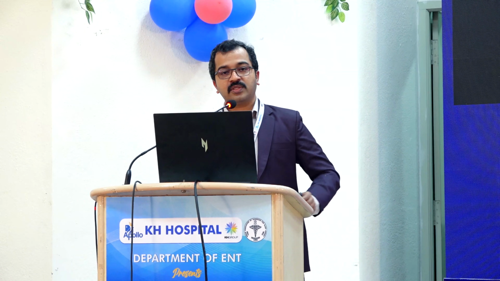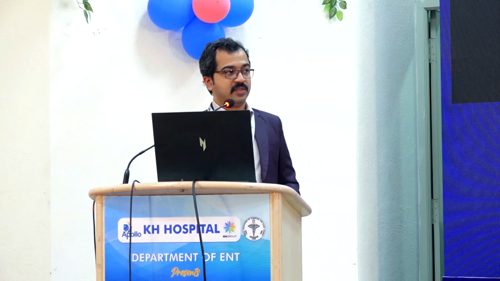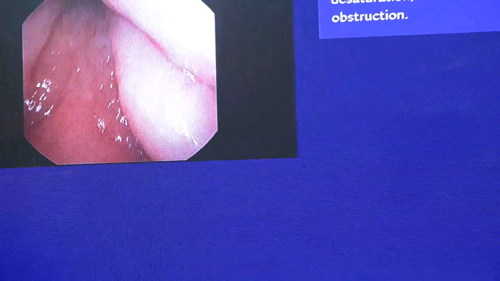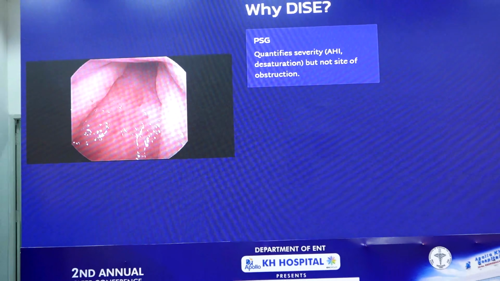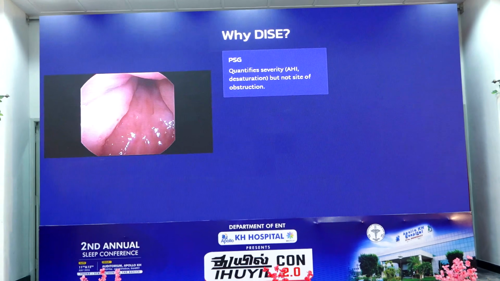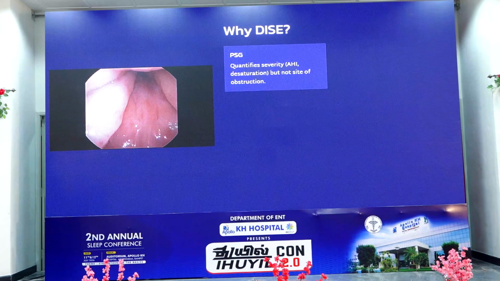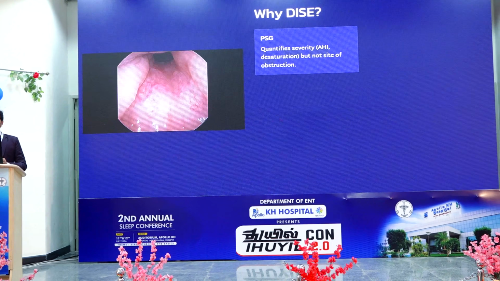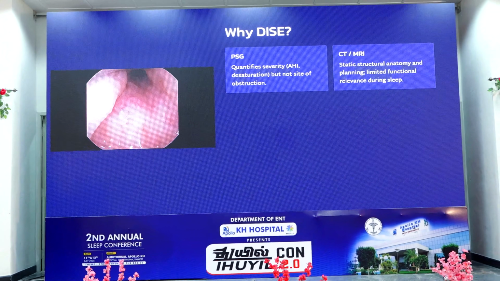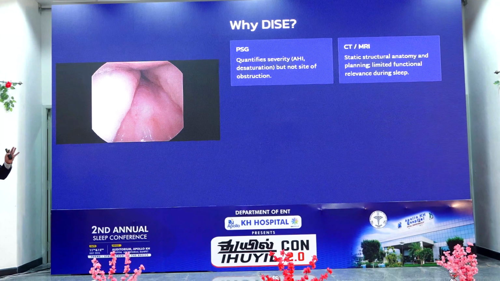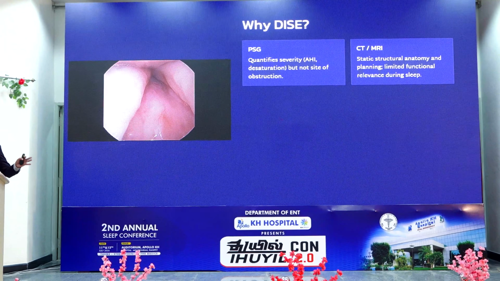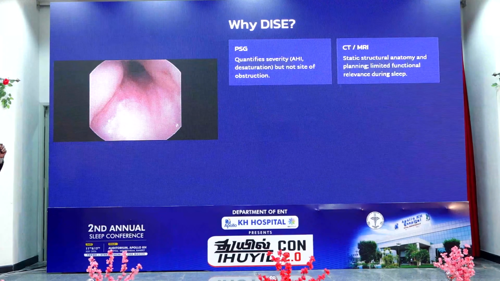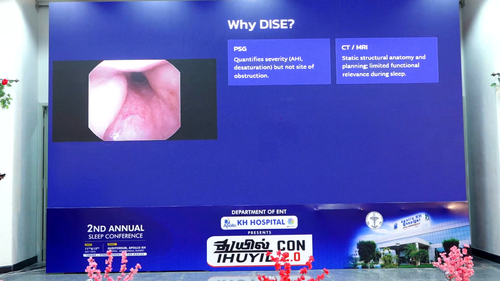So my first question is, why do we need DISE? We all know that polysomnography gives the disease severity. It gives the desaturation index, but it just hints at the site of collapse; it never gives us an idea about the exact site of collapse. You can do a CT or MRI also, which gives static obstruction, which will be helpful for your surgical planning, but again it won't give you the site of airway collapse.